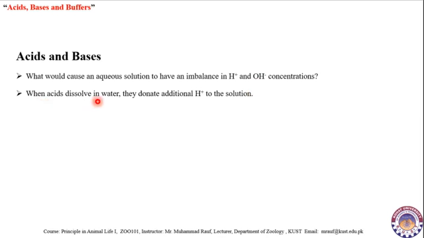When acids dissolve in water, they donate additional hydrogen ions to the solution. As we said on the last slide, an acid is a substance which either increases the hydrogen ion concentration or decreases the hydroxyl ion concentration. So if the hydroxyl ion concentration is decreased, it will automatically be a sign of the increase of hydrogen ions.